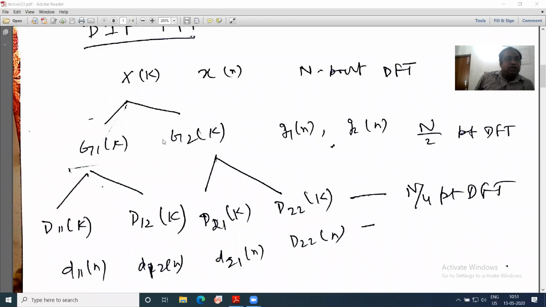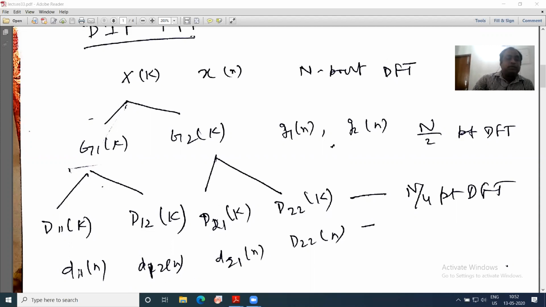However, the point is DIF comes from this: x of k is divided into g1 of k and g2 of k, and g1 of k is again divided into g11 of k and g12 of k. Now g1 of k and g2 of k are n by 2 point, this is n point, and g11 of k, g12 of k, g21 of k, g22 of k are n by 4 points. Of course, they will have their time domain counterpart also there, but essentially we are dividing on the basis of frequency.